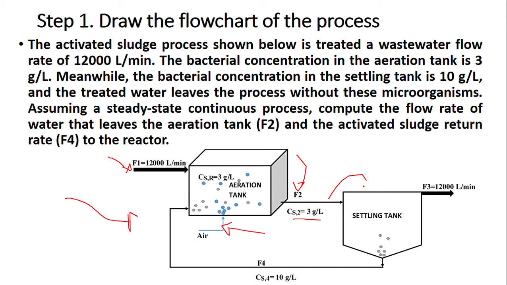This stream is introduced in the settling tank. The treated water, F3, is withdrawn from the upper part of the settling tank. F4 represents the stream of activated sludge returned to the aeration tank. The bacterial concentration of this stream is 10 grams per liter. Notice the bacterial concentration in the aeration tank is 3 grams per liter.